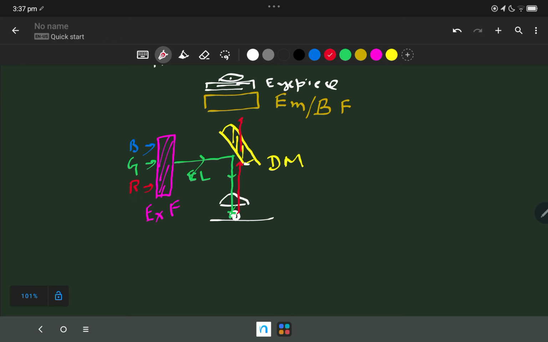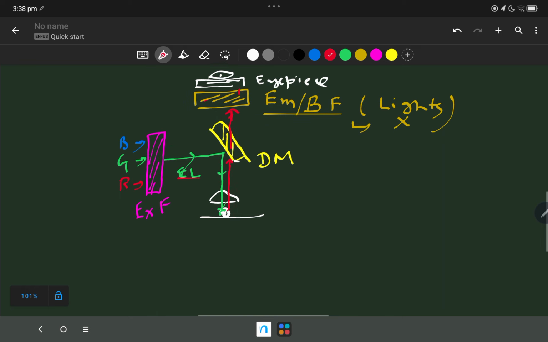Now there is the emission or barrier filter. Earlier, the dichroic mirror was there to reflect the green excitation light to excite the object. But the emission or barrier filter is there to make sure that there are no other lights. If there is any, the emission or barrier filter will block it, and it will only allow, in our case, red.